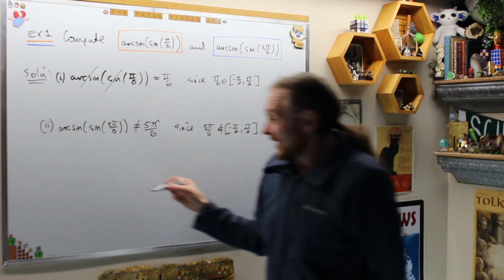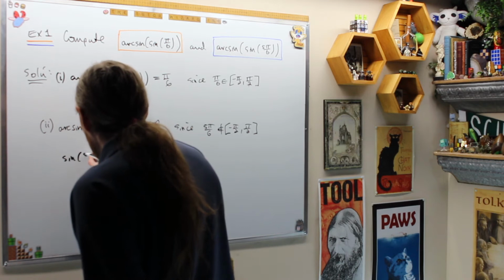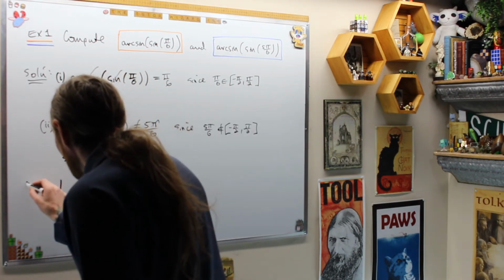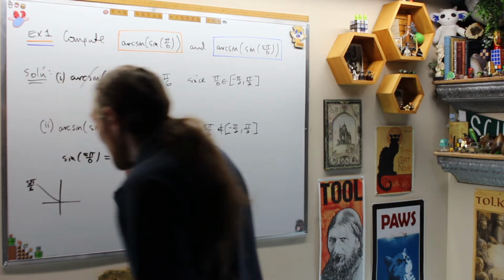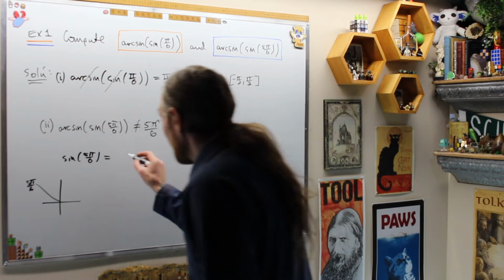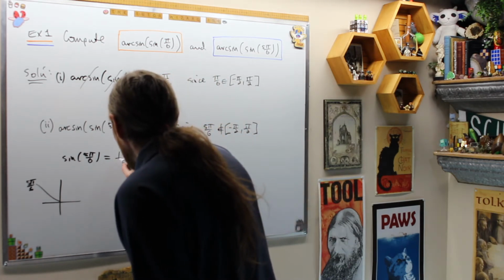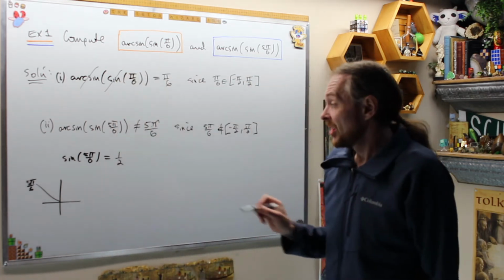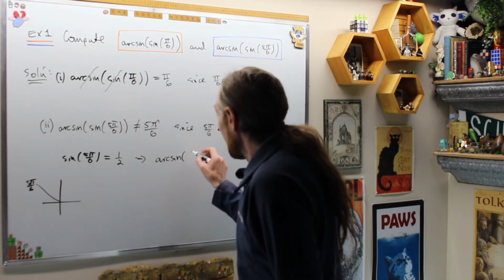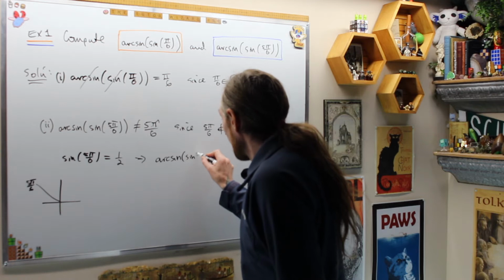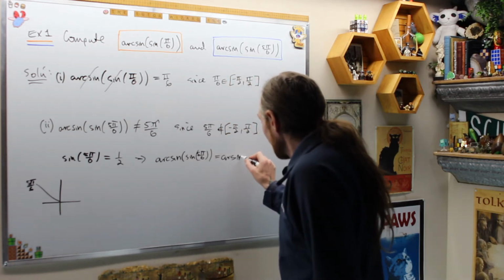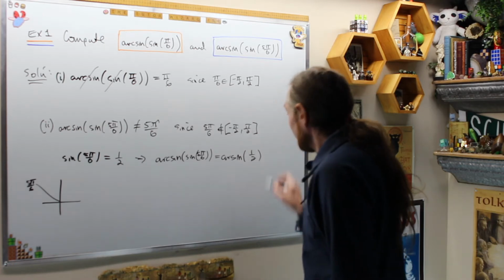So what do we do with this instead? First of all, sine of 5 pi over 6 equals what? We can look at this and say, here's 5 pi over 6. We're in quadrant 2. Sine is positive in quadrant 2. And sine of pi over 6 is going to be 1/2. Therefore, arcsine of sine of 5 pi over 6 is equal to arcsine of 1/2.